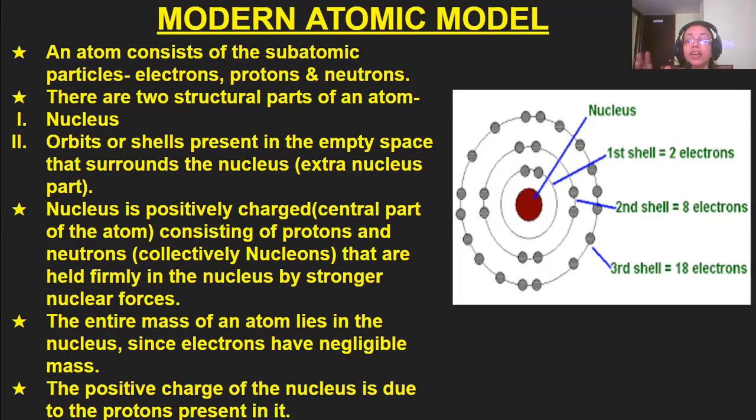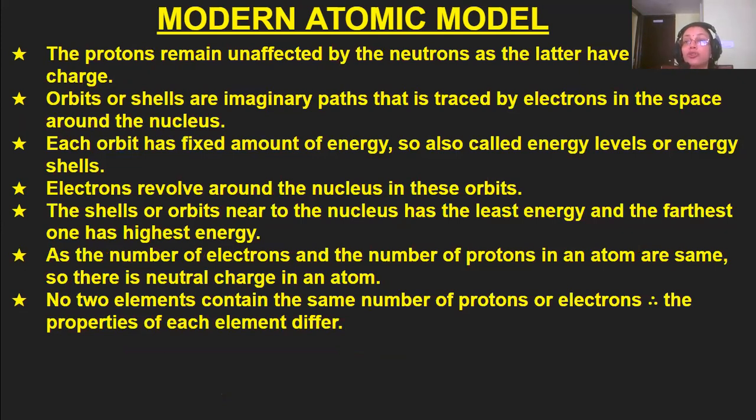So, the electrons having negligible mass, the entire mass of the atom lies in the central part of the atom, that is, in the nucleus, because the electrons moving around the nucleus have almost no mass. The positive charge of the nucleus is due to the protons present in it. The protons remain unaffected by the neutrons, as the latter have no electric charge.